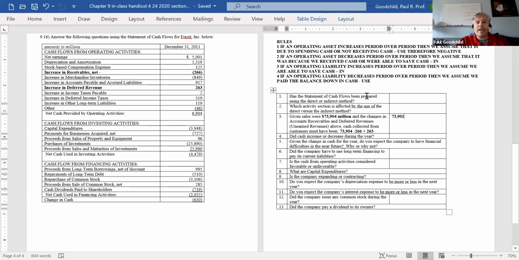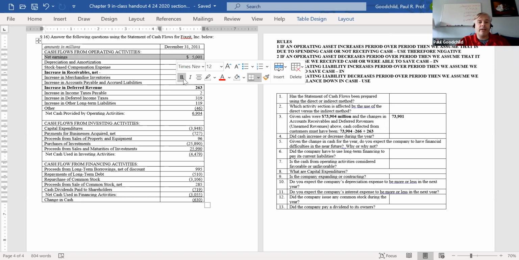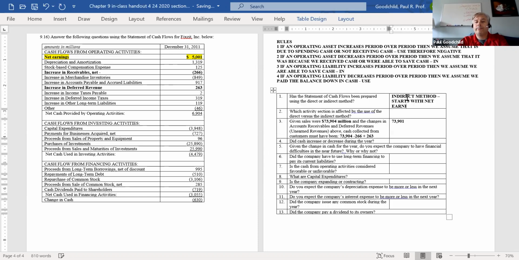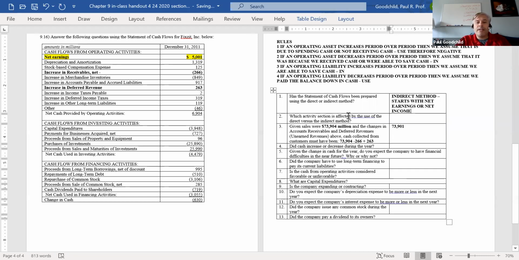All right, now this says the statement of cash flows has been prepared using the direct or indirect method. So this one starts with net earnings, which is similar to net income. And whenever they start with net earnings or net income, it is using the indirect method. Which activity section is affected by the use of direct versus indirect method? The only section that is affected is the operating.